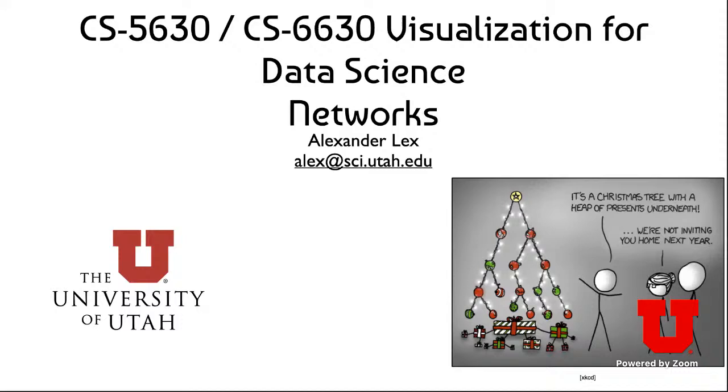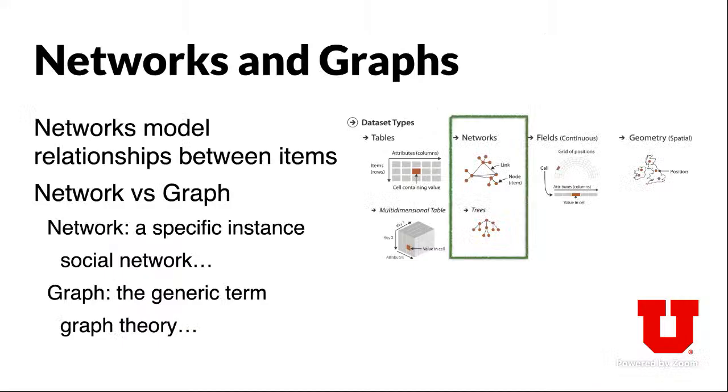So today we'll be talking about networks. There's going to be a lecture on networks today, and then a guest lecture on multivariate networks on Thursday. Multivariate networks are a more complicated version of networks where you also have attributes about the nodes and edges. But today we'll start off with networks. Just to keep you oriented in terms of data set types, we've talked about tables, tabular data visualization, and now we've moved on to networks.